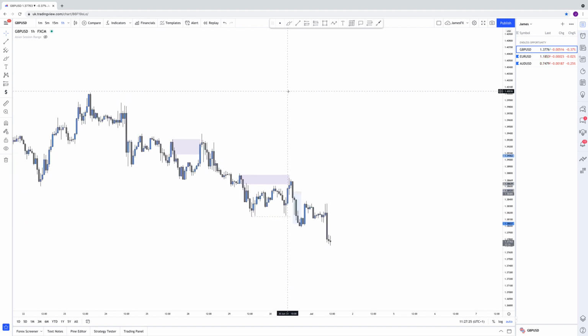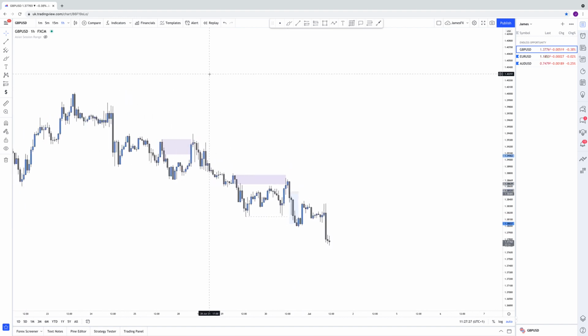So GU hourly time frame. Now, firstly, this was the continuation leg that we were anticipating, and that's the trade that I took.